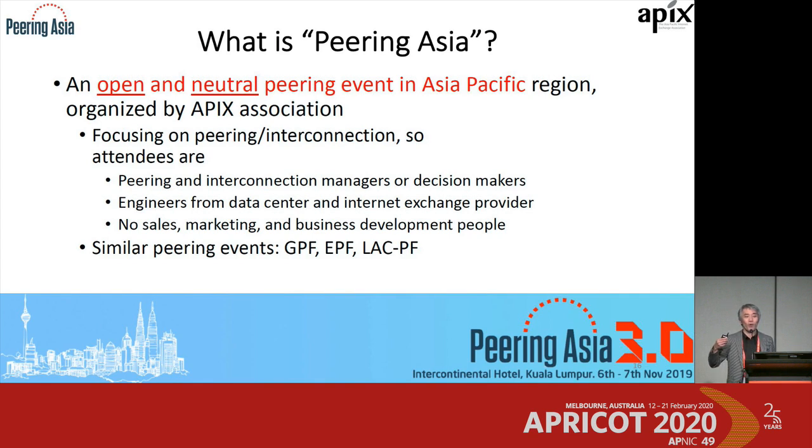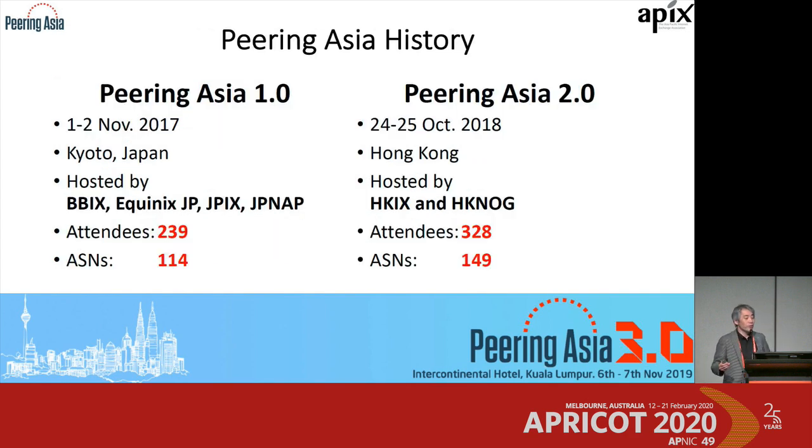So we respect their contribution to this peering community, but we also need to have an open and neutral peering event in this region. So we started this three years ago. The 1.0 was hosted by BBIX, Equinix JP, JPIX, and JPNAP, and we had this event in Kyoto. At the time, there were 239 attendees, and the ASNs that joined numbered 114.